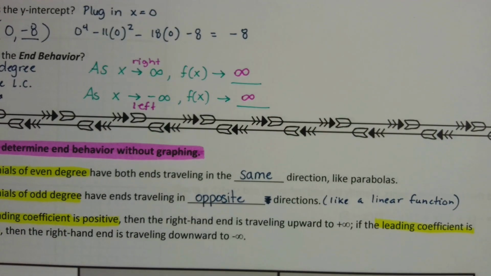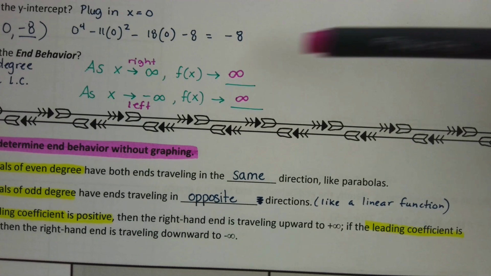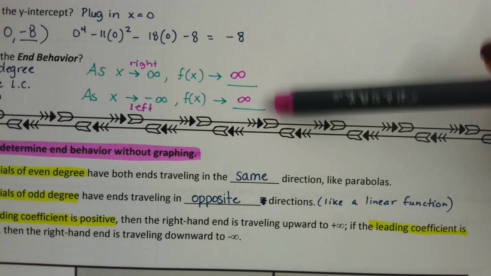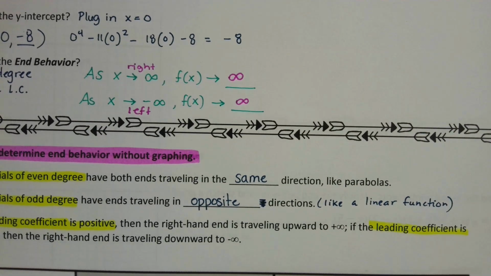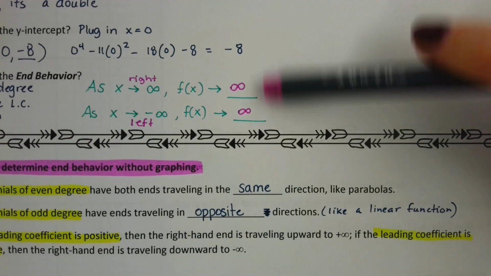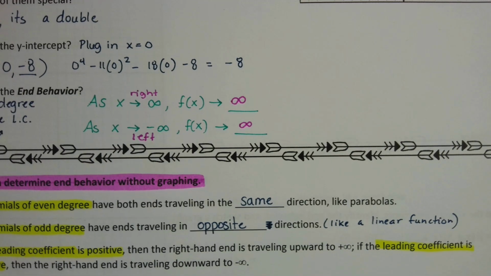For polynomial graphs, your answer will always be just positive or negative infinity right here. Okay? For other types of graphs, you might have an actual number. But for polynomials, it's just positive or negative infinity. So if it's going up, that's positive infinity. If it's going down, that's negative infinity.